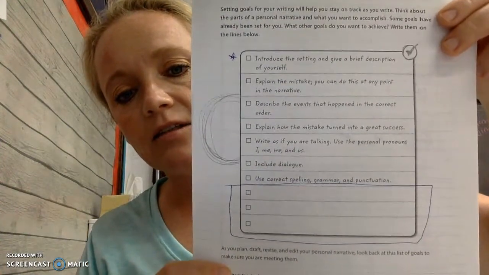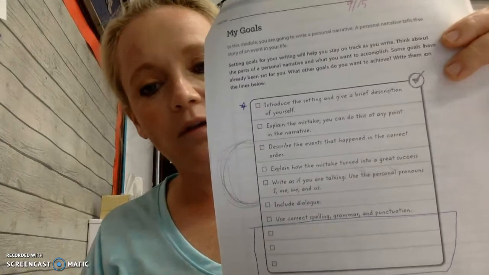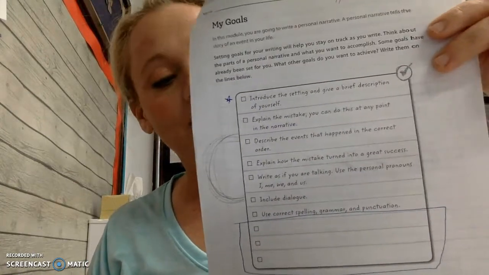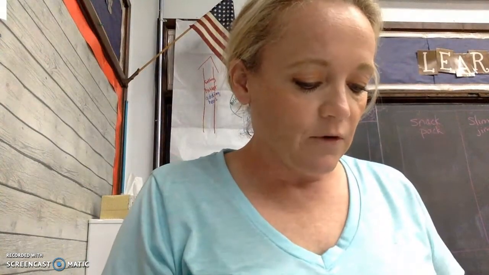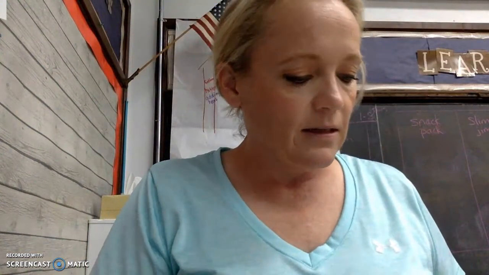Then I asked you to come up with 3 goals. If this page is not done, you will have a 0 for your pre-writing. All of it, it's all or nothing. So you need to make sure you do all the pieces. That was for you to have goals for yourself for your improvement in your writing. Another page that you needed to have done was the abecedarian list.